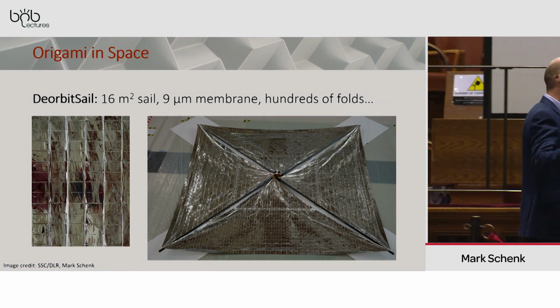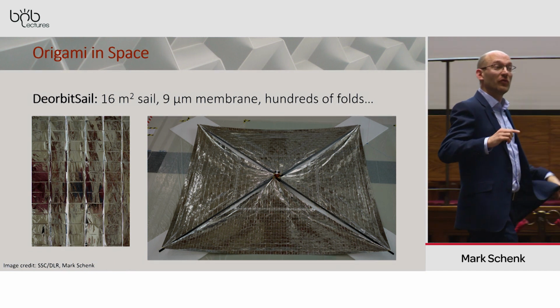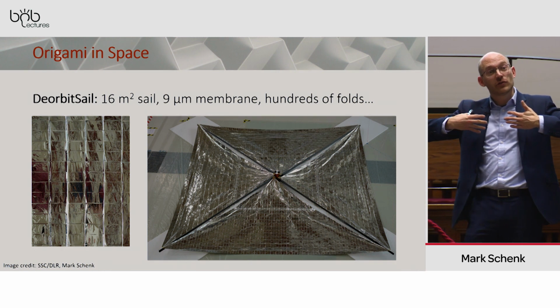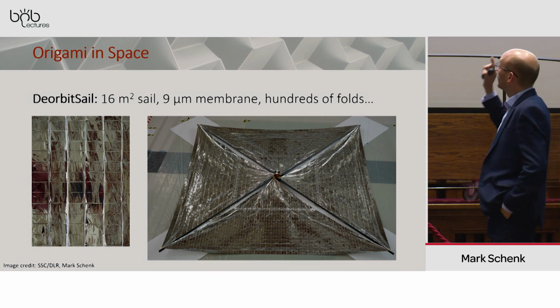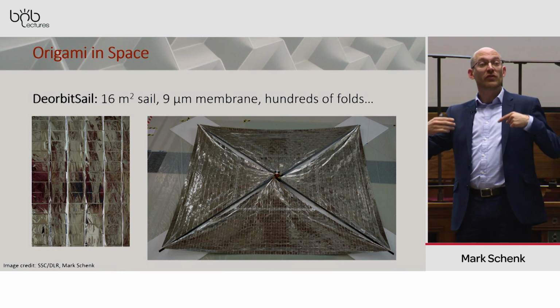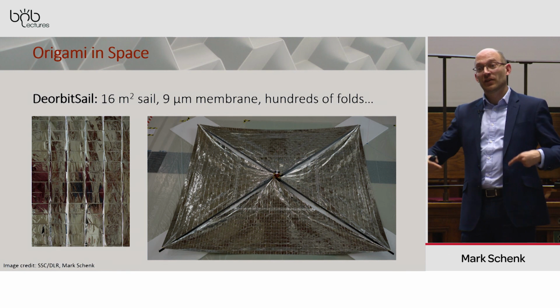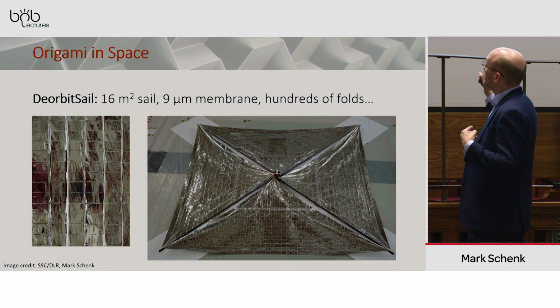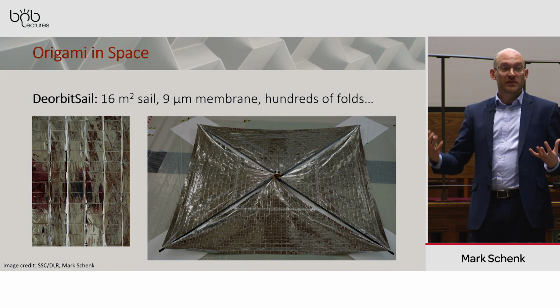This is a Deorbit Sail. So the previous one was in orbit to use the sunlight to be pushed along. We designed this sail to use the drag in the orbit to slow satellites down. So you might want to use this, for example, as a deorbiting device for satellites.